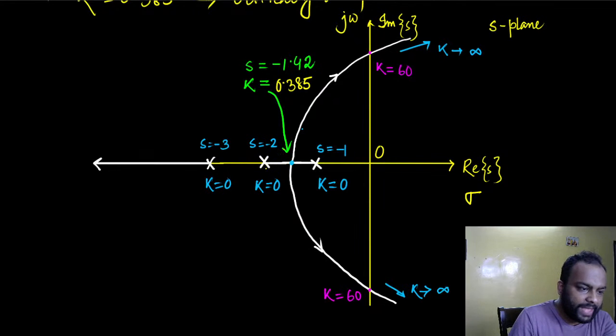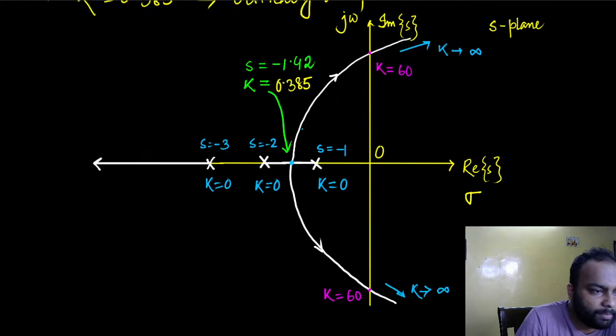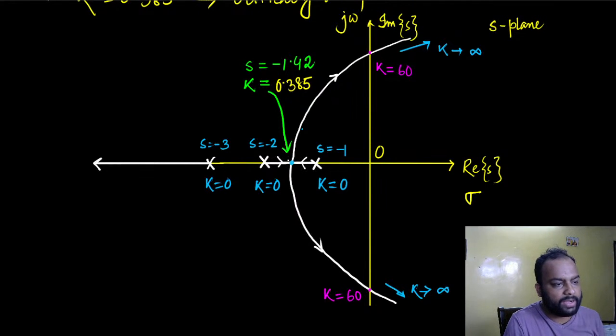So we saw that when we started with gain k equal to 0, these were the locations of the closed loop poles. Essentially, the closed loop poles were at the locations of the open loop poles, at s equal to -2, s equal to -1, and s equal to -3. Now these two roots behave this way: the roots at s equal to -2 and -1 approached each other in this direction, and they met at a point s equal to -1.42 when the gain k was 0.385. You understand this, right?